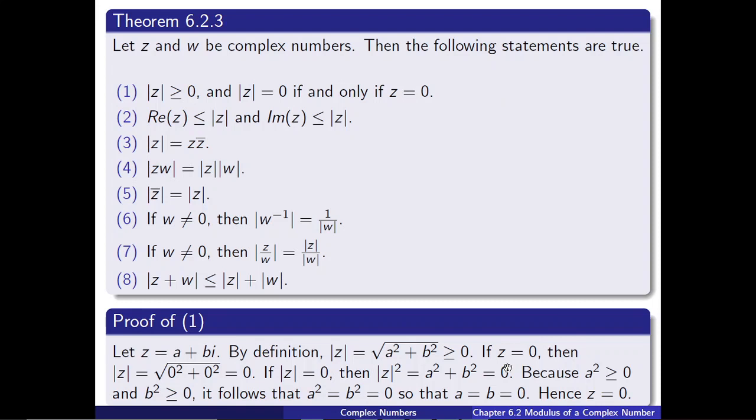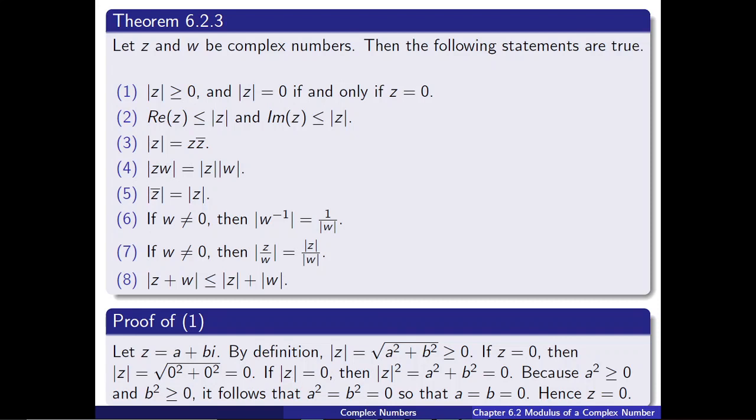So suppose z is equal to 0. Then what it means is the modulus of z is equal to the square root of 0 squared plus 0 squared, because z, which is equal to 0, can be written as 0 plus 0i. So therefore the modulus becomes that, which is equal to 0. So the first part is done, going that direction.